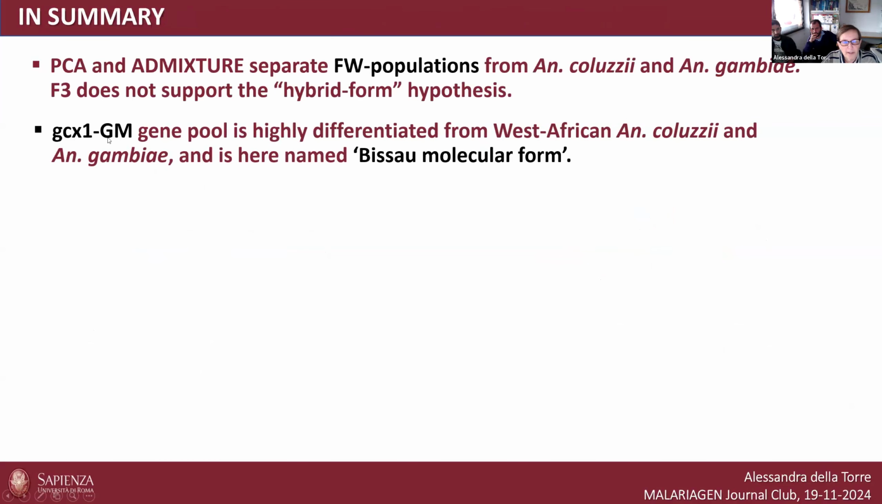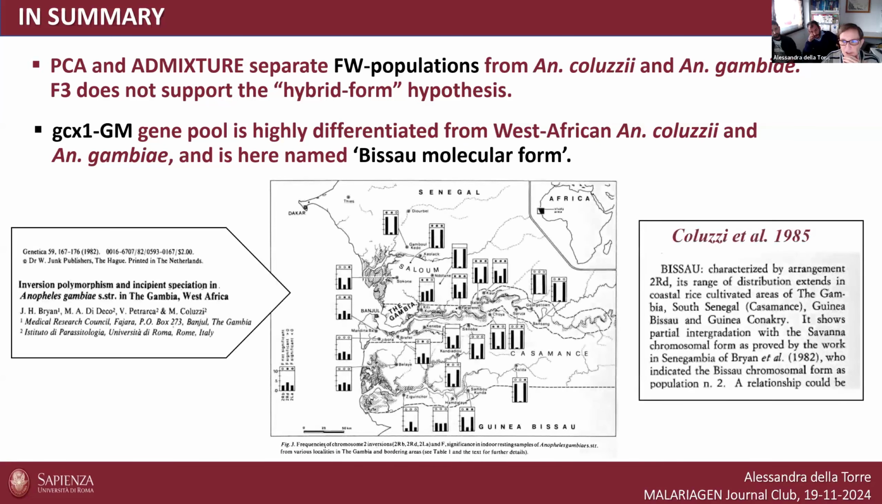In particular, the gene pool of GX1 from the Gambia is the most differentiated from West African coluzzii and Anopheles gambiae, and we name it here the Bissau molecular form. Why Bissau molecular form? Because if you remember one of the first slides that I showed, one of the five chromosomal forms that Professor Coluzzi identified was called the Bissau chromosomal form. It was described in exactly the same geographic region where we are working now. So as in the case of the other chromosomal forms and coluzzii and gambiae, the relationship between this chromosomal form and this Bissau molecular form is not clear.